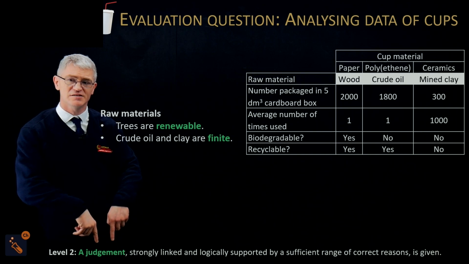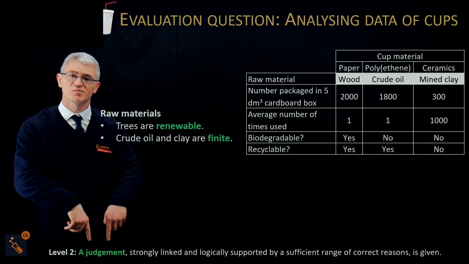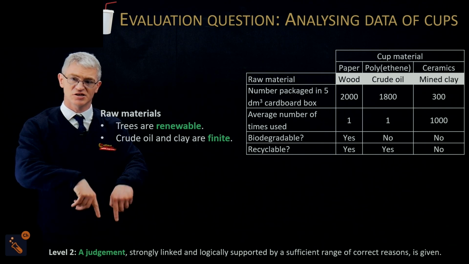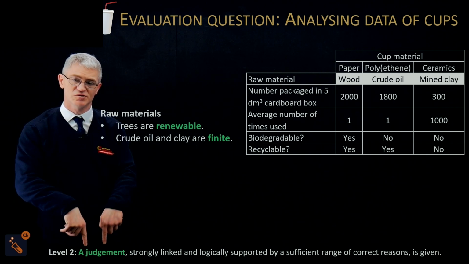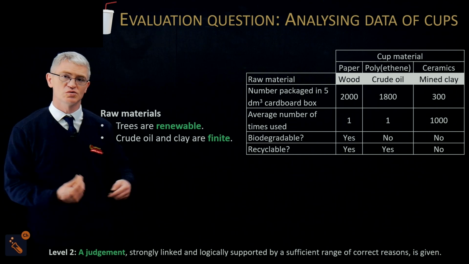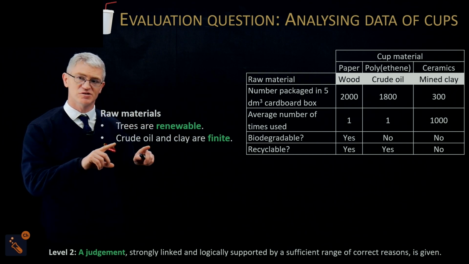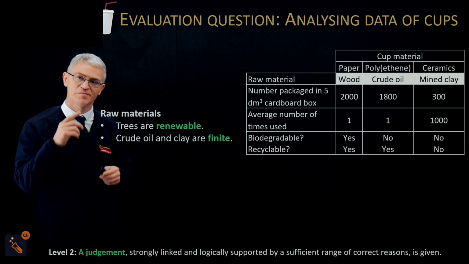So here is the line that the examiners will use to mark your question. Notice it says a judgment, and the highest mark on this is a level 2, so a judgment. Most people don't do the judgment. So I'm going to explain the judgment using the first category, which is the raw materials you need for your cups in this case, which you see up there.